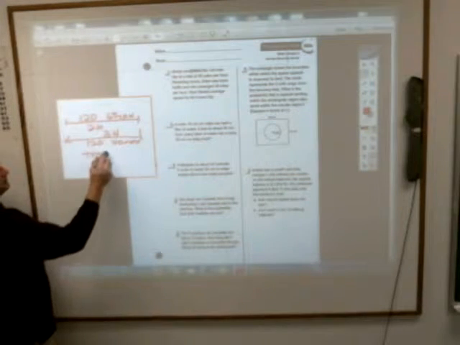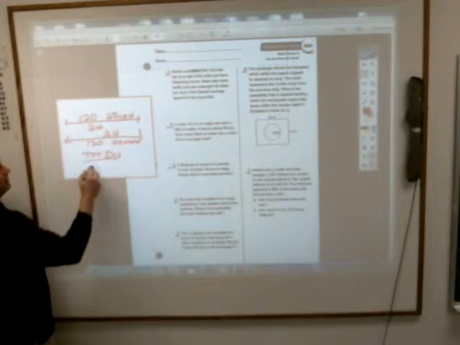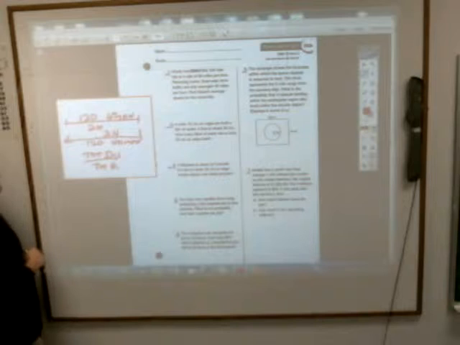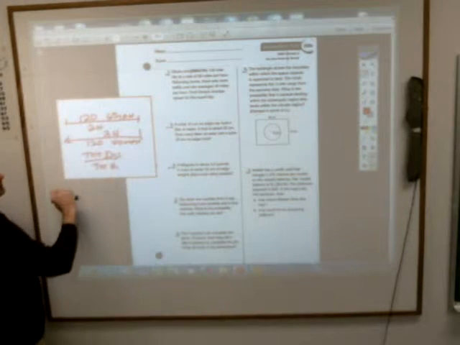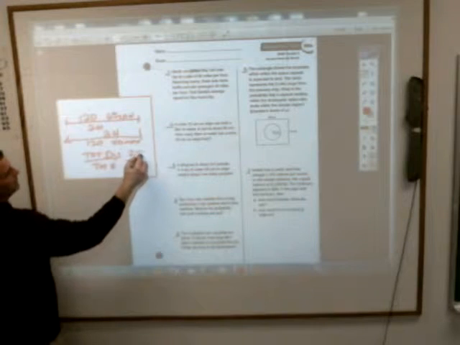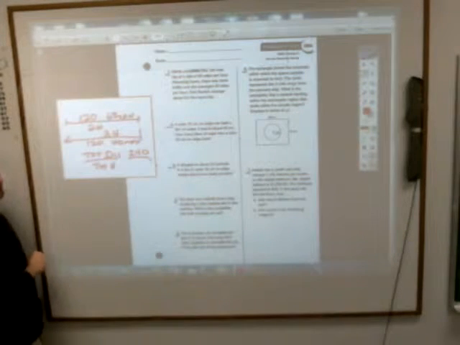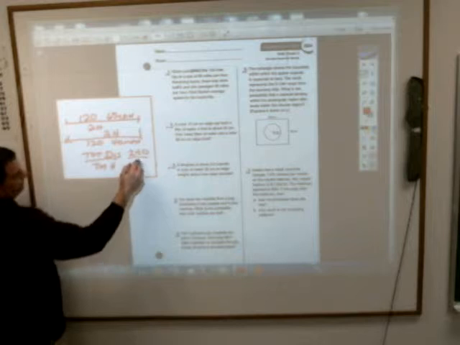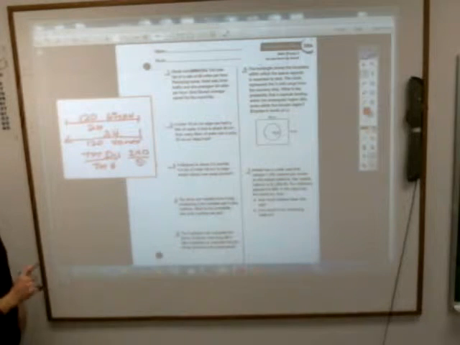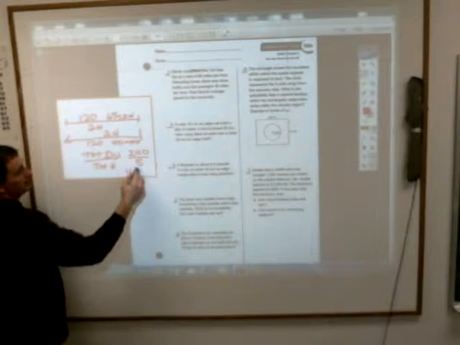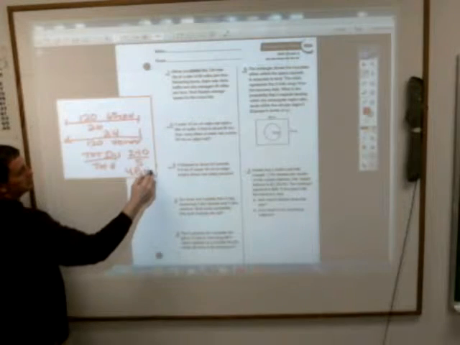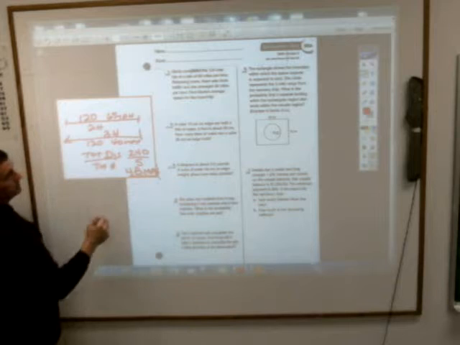Total distance divided by total hours. How far did this person go? They went 120 there and 120 back, 240. 240 miles. What was her total time? 5 hours. 3 hours there, 2 hours back. And you divide that out, you end up with 48 miles per hour average.